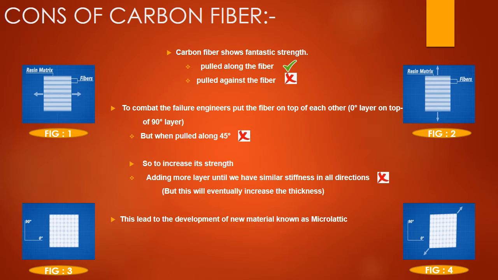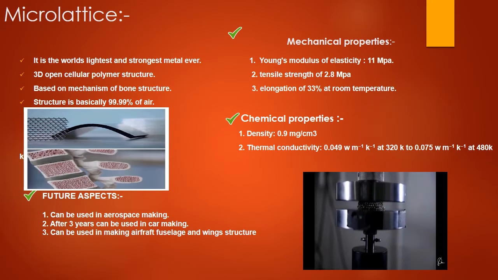So finally, microlattice was introduced. Microlattice is a 3D open cellular polymer structure that can often be compared to human bone structure. It consists of 99.9% air. It is 100 times lighter than styrofoam. Due to its significant mechanical and chemical properties, it has wide future prospects. This material, coated with nickel, can be used for aerospace making. Boeing announced that after a few years it can also be used in car making and building construction.